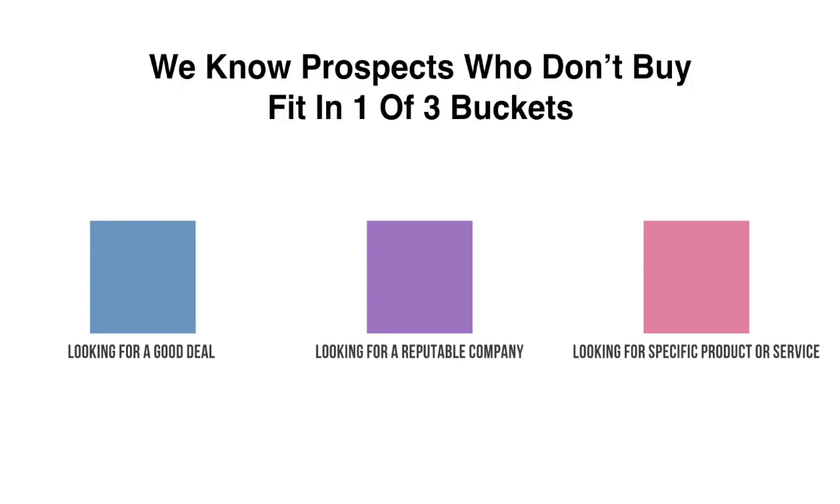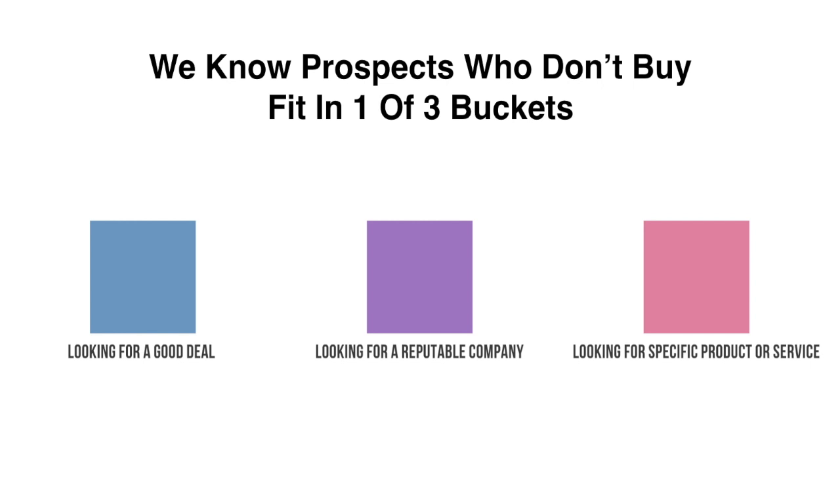I'll just click over to it now. When people don't actually take action, so they might pay attention, they don't actually take action, we know that they fit into one of these three buckets. It's because they want a crazy deal, they haven't found it. They want a company that they need to really, really trust, they haven't found it. Or they're looking for something super specific or a service and they just can't find what they're actually looking for. Okay? So they end up fitting into one of these different actual buckets.